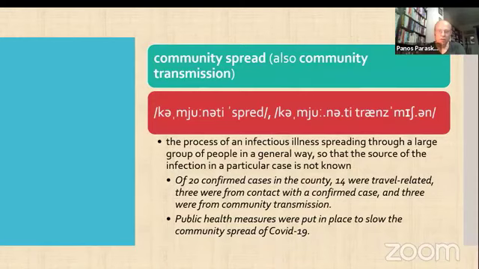So we can say, for example, of 20 confirmed cases in the country, 14 were travel related, 3 were from contact with a confirmed case, and 3 were from community transmission. So the trace could not be established. And another example: public health measures were put in place to slow the community spread of COVID-19.